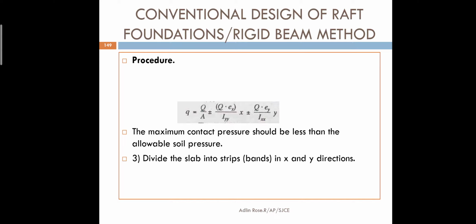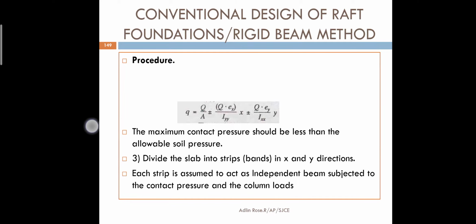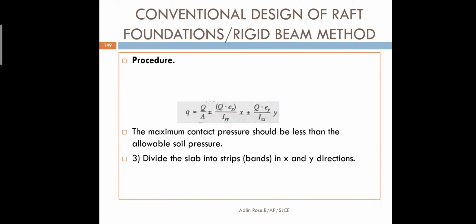So the maximum contact pressure should be less than the allowed soil pressure. The allowable soil pressure will be given at first itself, and the contact pressure we are finding in the second step should be less than the allowable pressure. That we should keep in mind. Like அது இதுக்கு முன்னாடியெல்லாம் நம்ம செக் பண்ணுவோம்ல, last step. When you check the pressures, the checking pressure should be less than the given allowable pressure, the same.